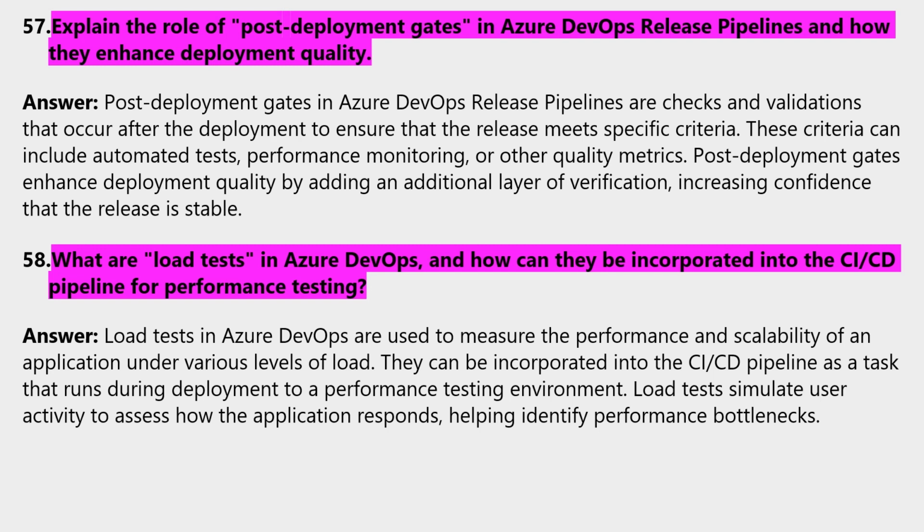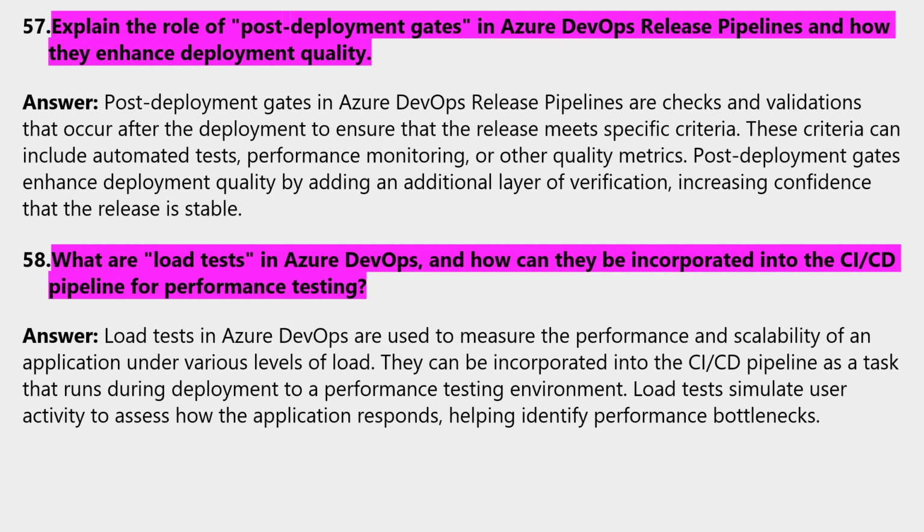Explain the role of post-deployment gates in Azure DevOps release pipelines and how they enhance deployment quality. Answer: post-deployment gates in Azure DevOps release pipelines are checks and validations that occur after the deployment to ensure that the release meets specific criteria. These criteria can include automated tests, performance monitoring, or other quality metrics. Post-deployment gates enhance deployment quality by adding an additional layer of verification, increasing confidence that the release is stable.